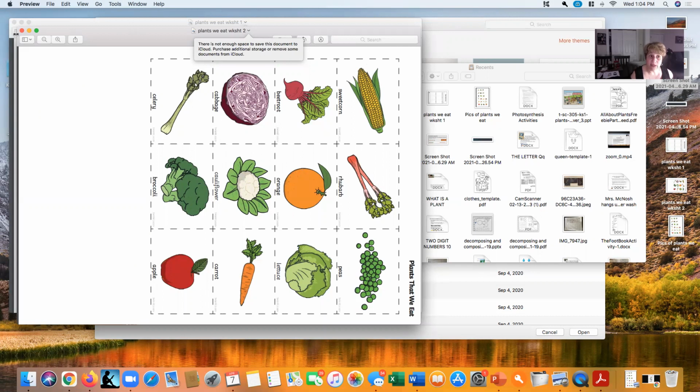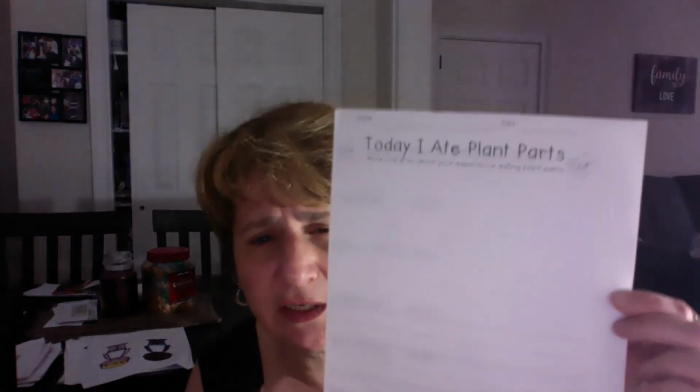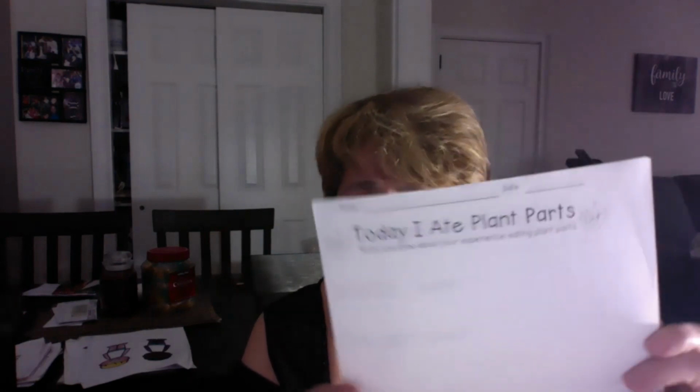And then I'm also going to give you a challenge. Let's see if I can stop that share there a minute and show you. I'm going to ask you to eat some parts of a plant. When you have dinner, ask Mommy, what are we eating that's part of a plant? And then I'm going to send you this worksheet here that says, today I ate plant parts. Draw a picture of something that you ate that's a plant part. Tell us what it is, what part of the plant it's from, and whether you like it or not, okay?